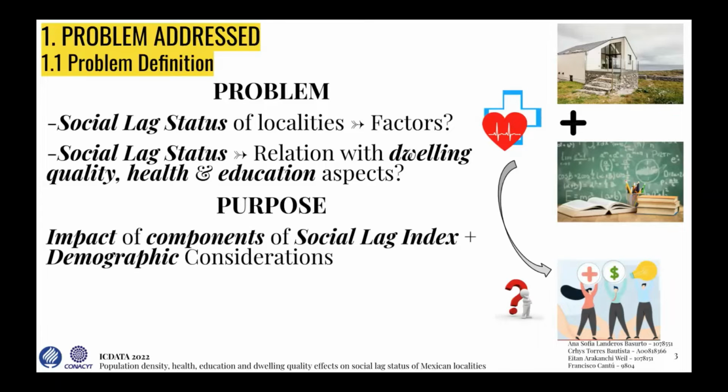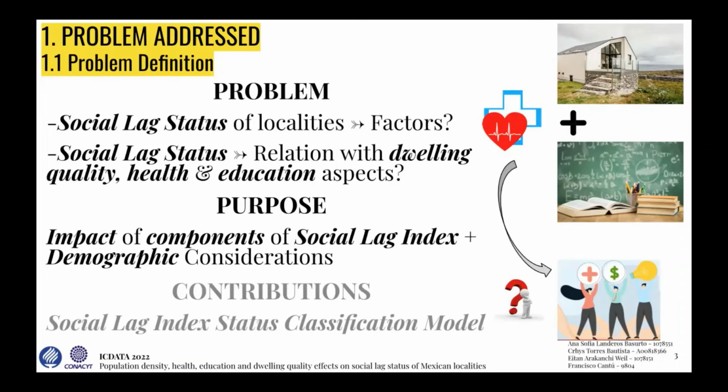The purpose of this analysis is to understand the impact of each component on the social lag index, also adding some demographic considerations like the total population of the localities. So the contribution would be to have a classification model on the social lag index status of localities and be able to make some predictions based on education, dwelling quality, and health aspects.